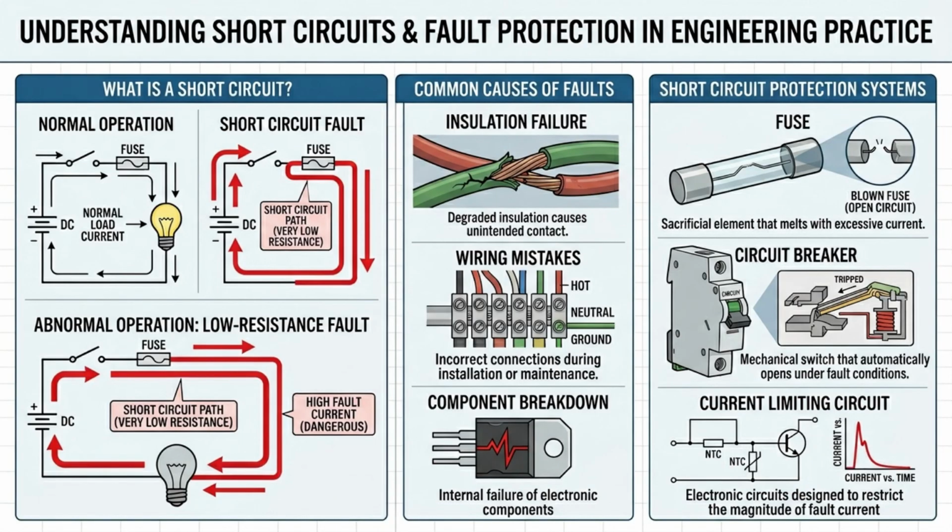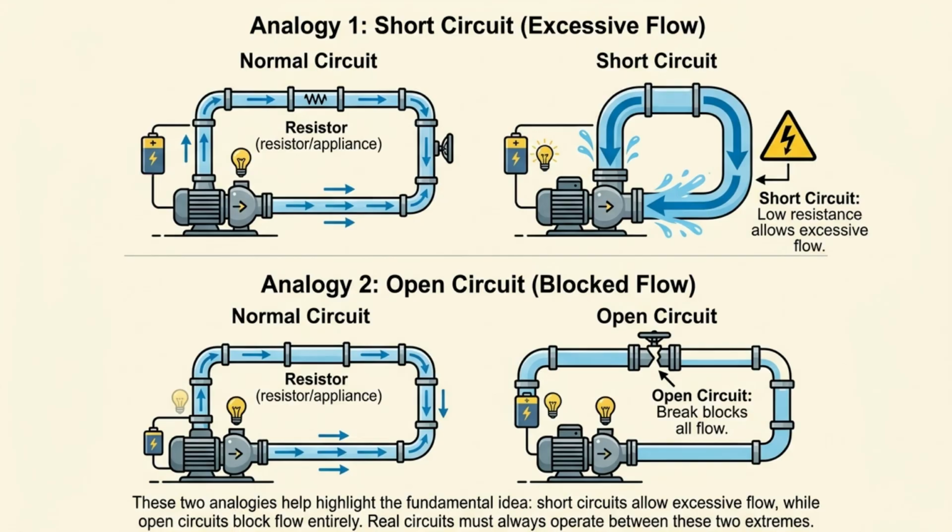These two analogies help highlight the fundamental idea. Short circuits allow excessive flow, while open circuits block flow entirely. Real circuits must always operate between these two extremes. In engineering practice, short circuits are considered fault conditions that must be avoided. They can occur due to insulation failure, wiring mistakes, or component breakdown. Protection systems such as fuses, circuit breakers, and current-limiting circuits are designed specifically to handle short-circuit conditions safely.